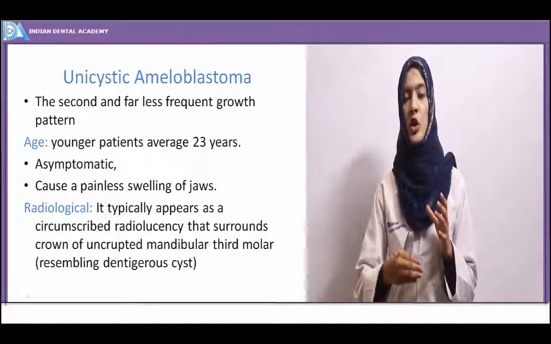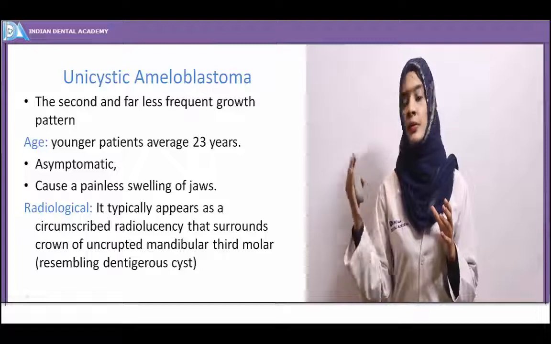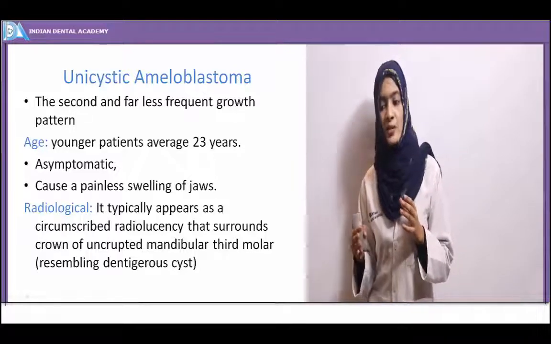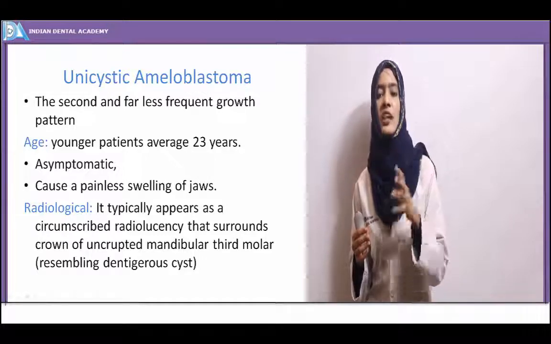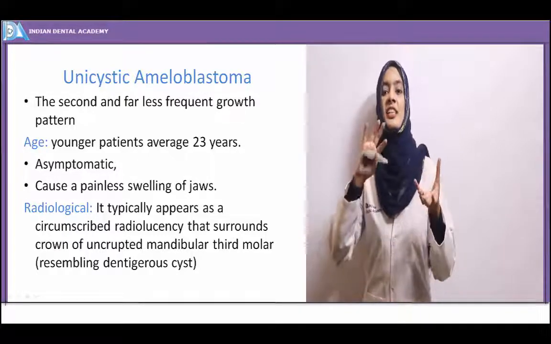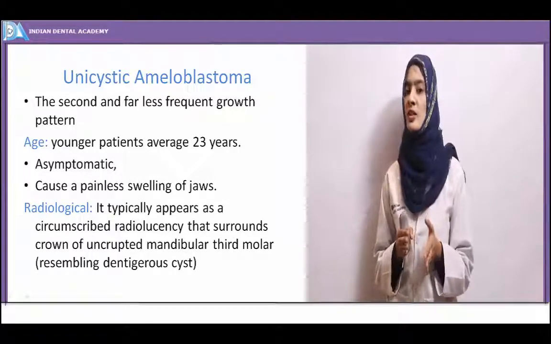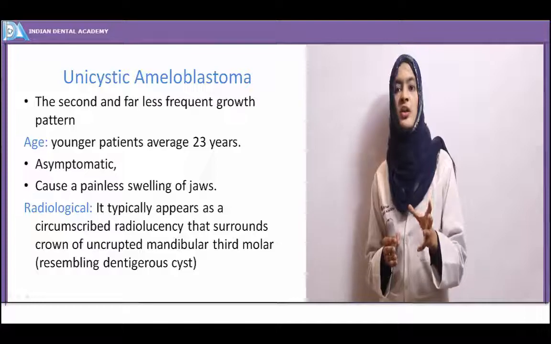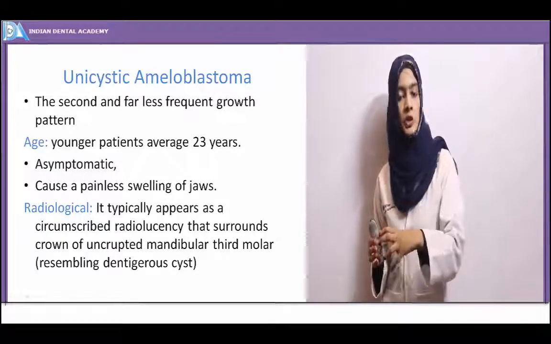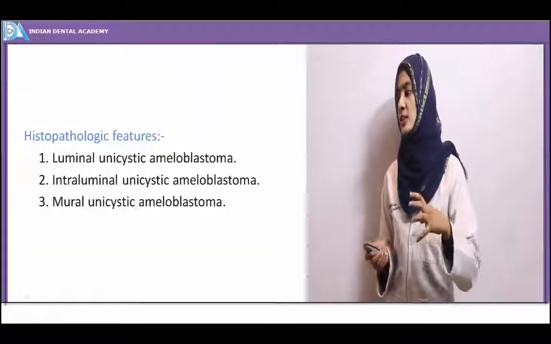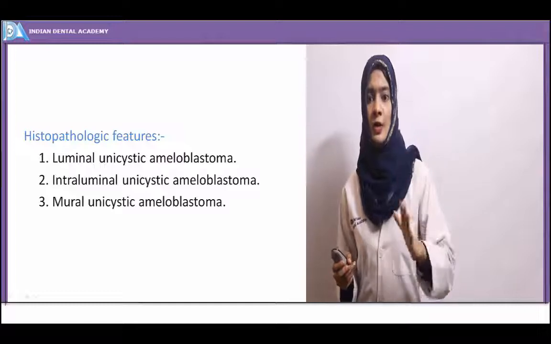Then when you see the radiological picture, it appears as a unilocular circumscribed radiolucency. Sometimes this radiolucency surrounds the crown of an unerupted molar, giving the appearance of a dentigerous cyst like lesion. So that's why the name unicystic ameloblastoma has been given. It is a unilocular radiolucent lesion, and sometimes when it surrounds the crown of an unerupted tooth, it gives the appearance of a dentigerous cyst. That's the radiological picture. Let's go to the microscopic diagnosis.